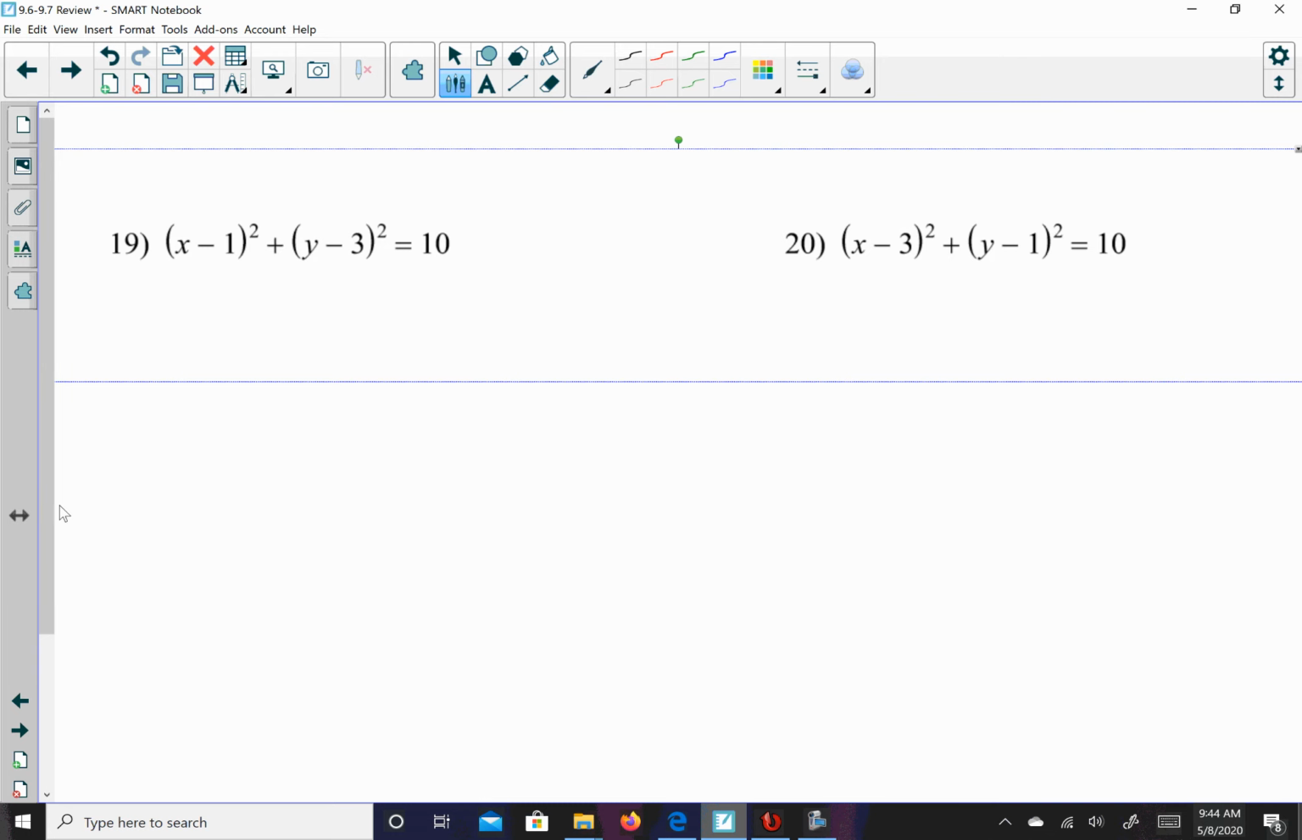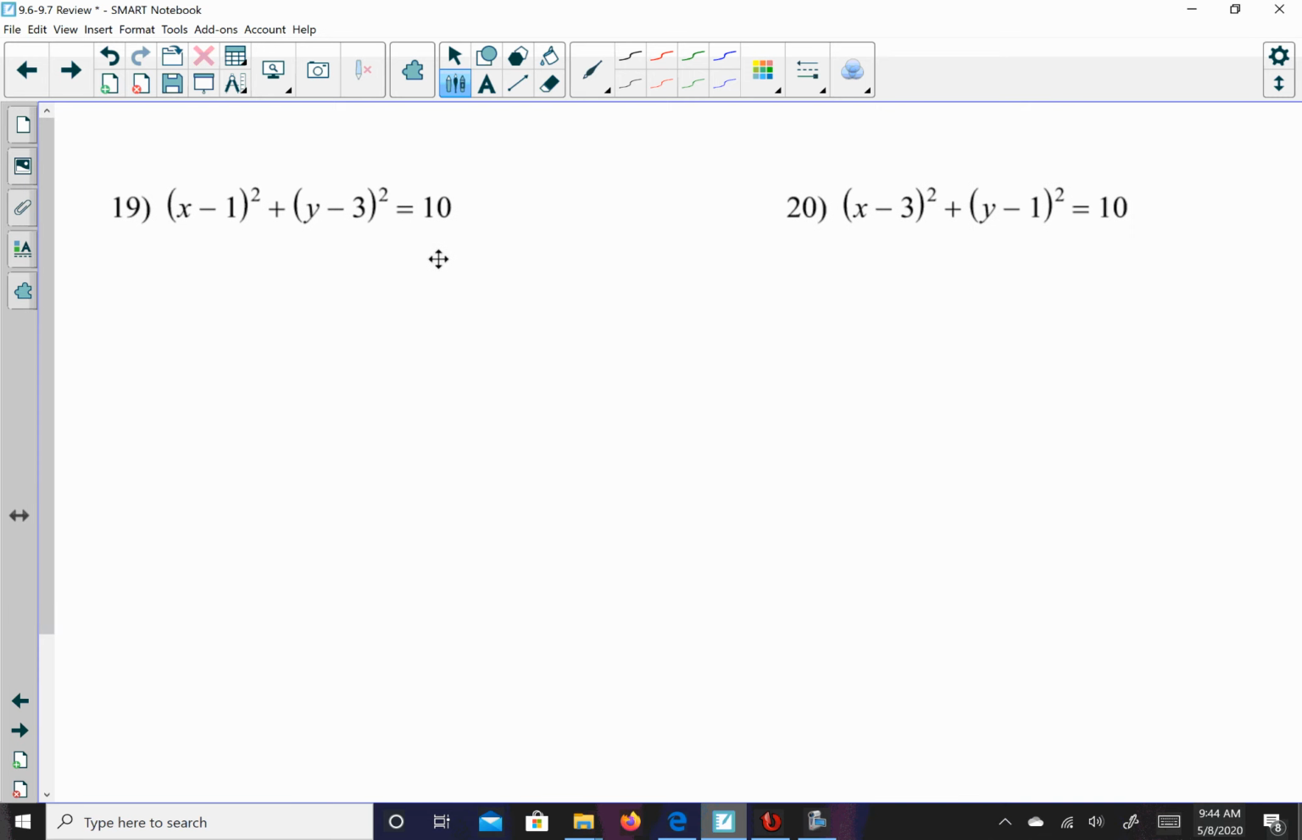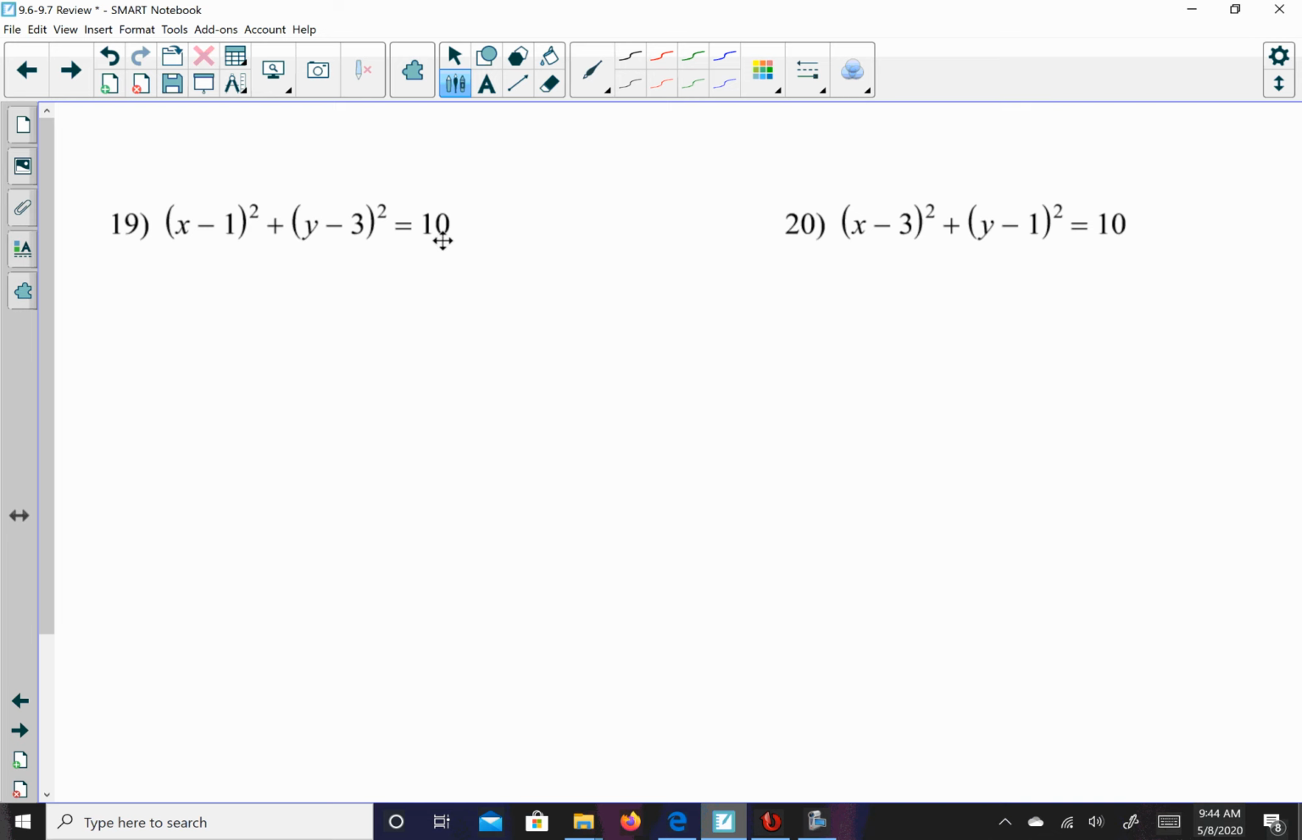Now, before I start this, I'm going to actually FOIL these out. So I'm going to have x squared minus 2x plus 1, y squared minus 6y plus 9 is equal to 10. I'm going to write x squared plus y squared minus 2x minus 6y, and then this 1 plus the 9 I'm subtracting and putting them over the other side. Well, this is 10, so I subtract 10 from both sides and it's equal to 0.